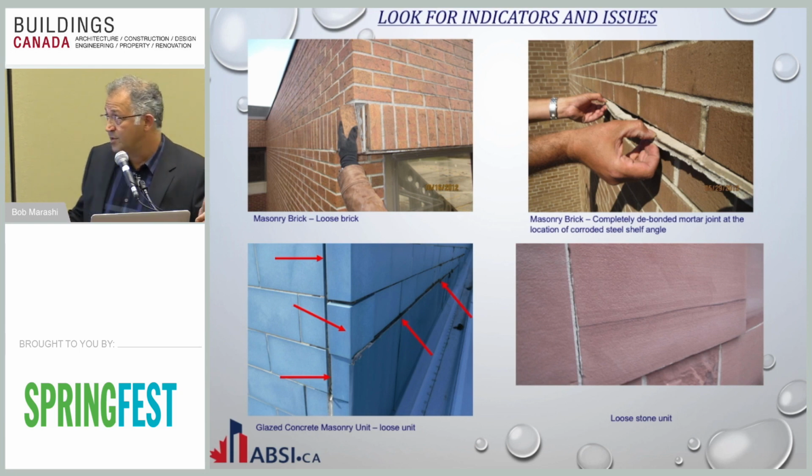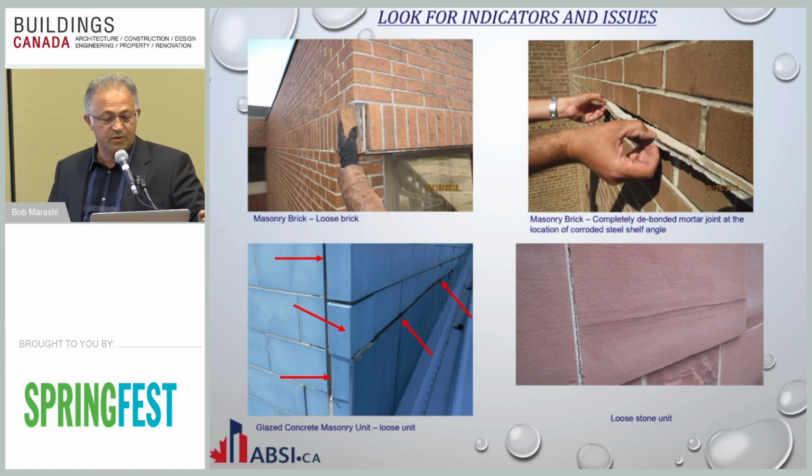Mortar joints get damaged as buildings age. This was an example of putting a hard mortar joint in front of a corroded steel shelf angle instead of a soft joint. And as the shelf angle behind gets rusted, it expands and pushes the mortar joint out and just fails.